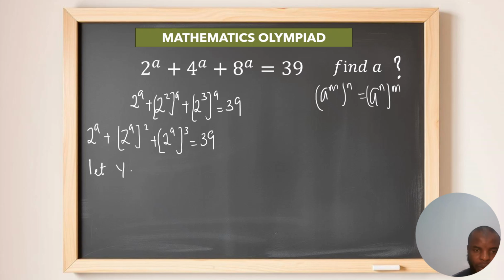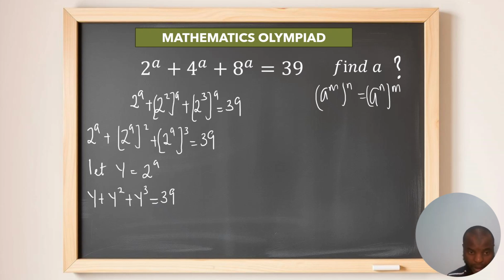Now let's do it this way. Let y equal 2 to the power of a. So here we're going to have y plus y squared plus y cubed equals 39. If you look at this, you can guess the value of y. If y equals 3 and you plug in 3, we're going to have 39. But the question is, how many roots do we have for y? Is it just 3? This is something that needs answers.